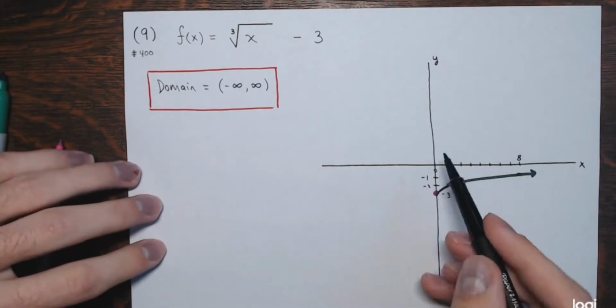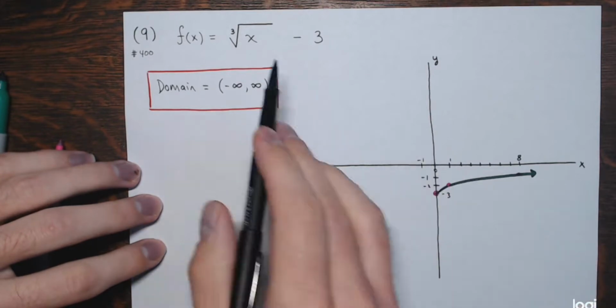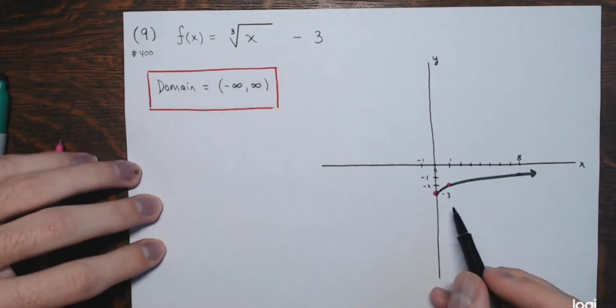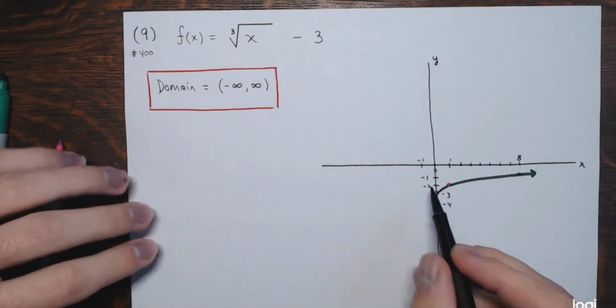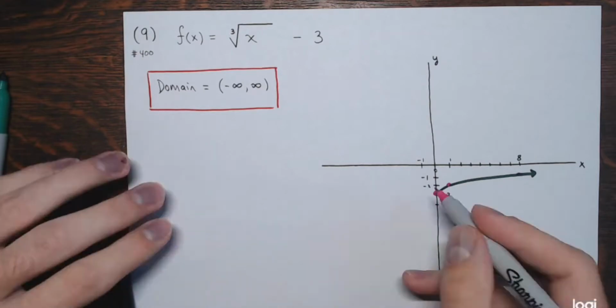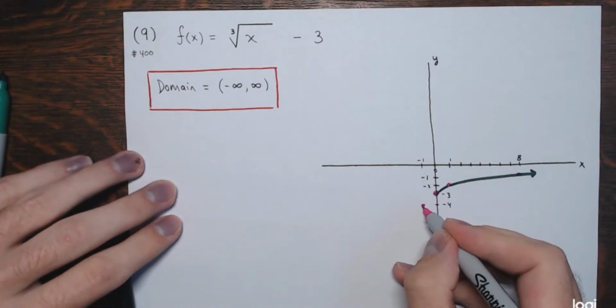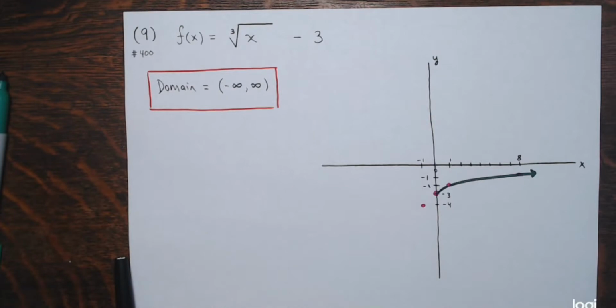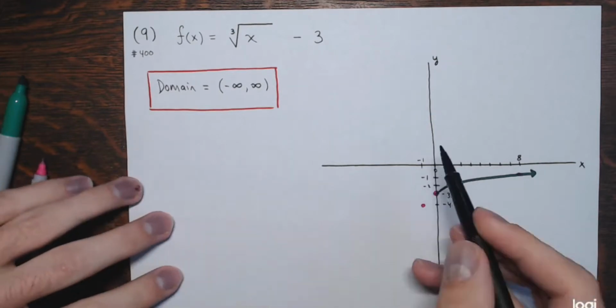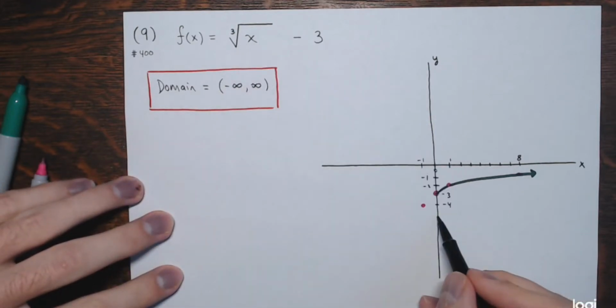Then going to the left, if I plugged in negative 1, cube root of negative 1 is negative 1, minus 3 is negative 4. And so input negative 1, output negative 4. And then input negative 8, output negative 5.